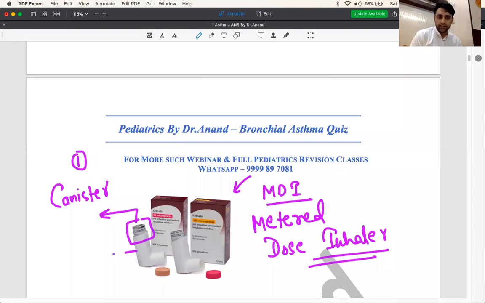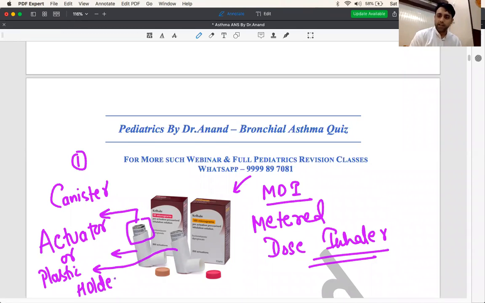Number two, what is this white? Any idea what this white is? What do you call it? Yeah, Swati is very right. It's nothing but an actuator, or a plastic holder, I would say. In the book it was written plastic holder, and also actuator. Actuator is the one which puts this machine into action.